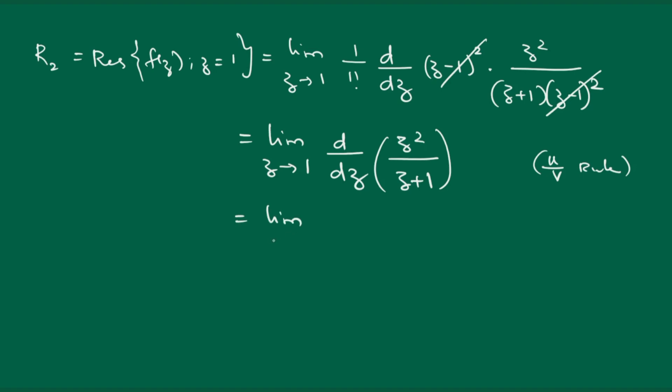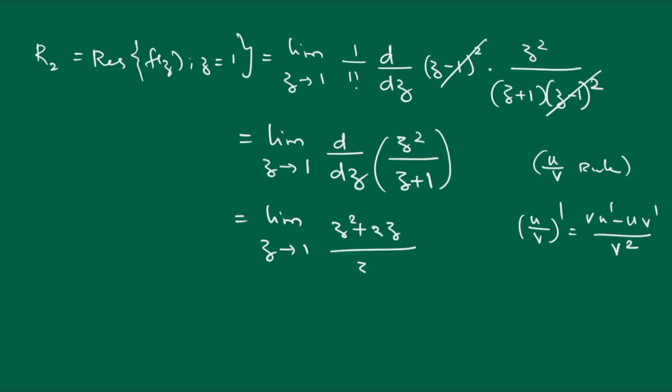So if we differentiate it using the u by v rule, already we know the formula for the u by v rule: v into u dash minus u into v dash, divided by v square. So using this formula, if we differentiate it, we will get the term z square plus 2z divided by (z plus 1) whole square. Now if we put the limit z equal to 1, finally we will get the answer as 3 by 4. So this is the second residue.